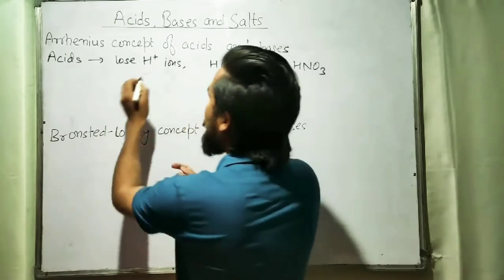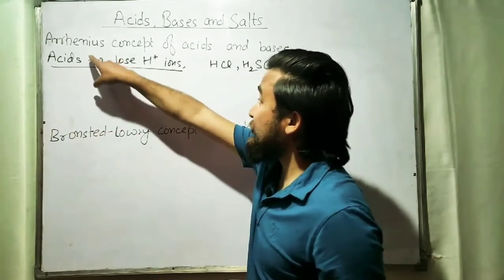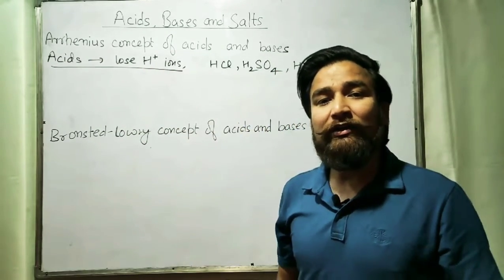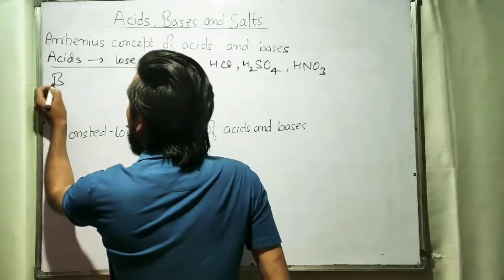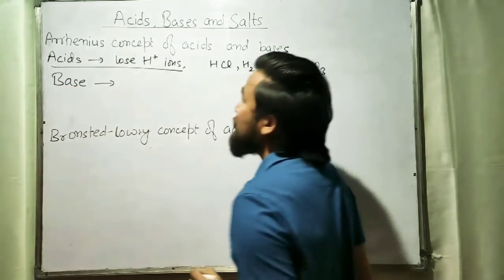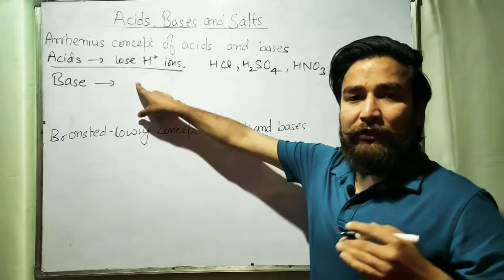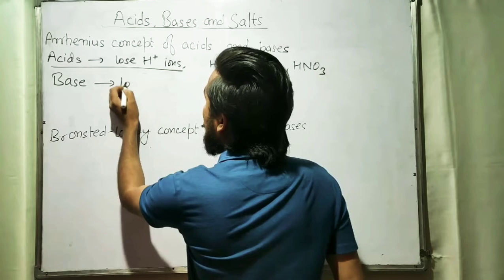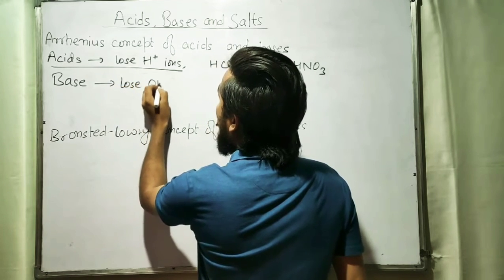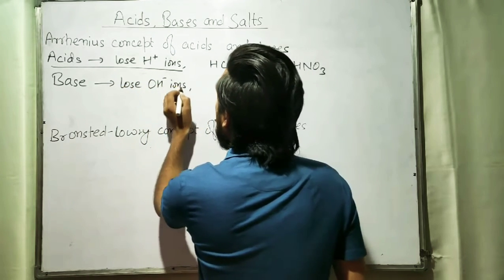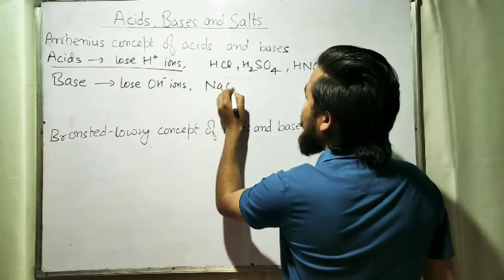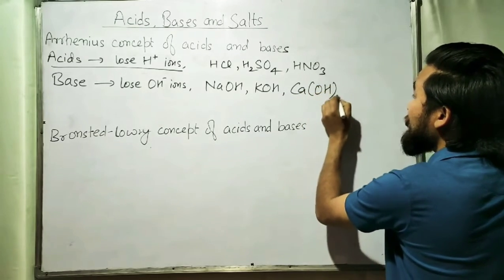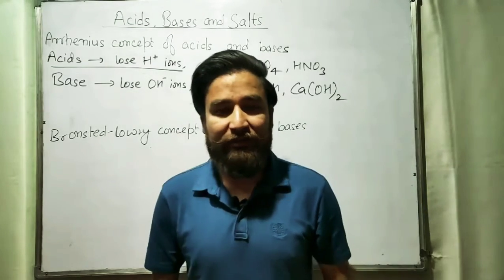So remember the definition of Arrhenius. According to Arrhenius, acids are the substances which lose H plus ions when they are dissolved in water. Similarly, bases are the substances which lose OH minus ions when they are dissolved in their aqueous solution. For example, NaOH, KOH, Ca(OH)2. All these substances are bases.